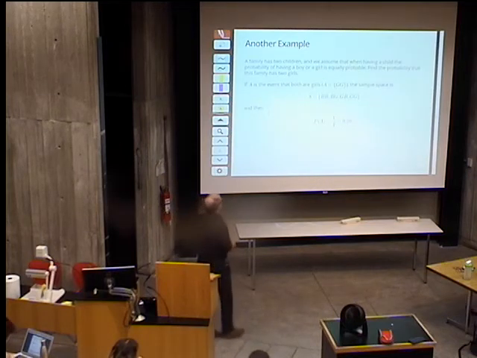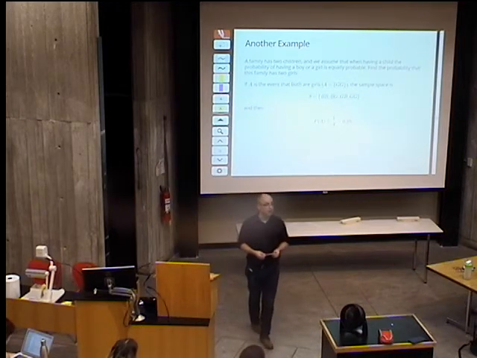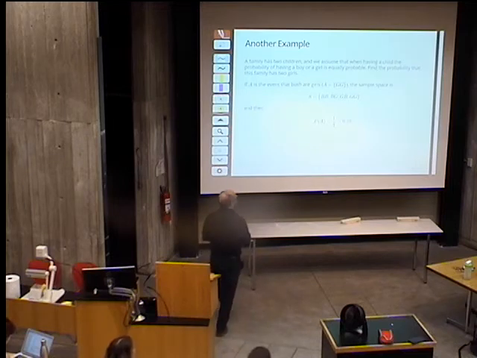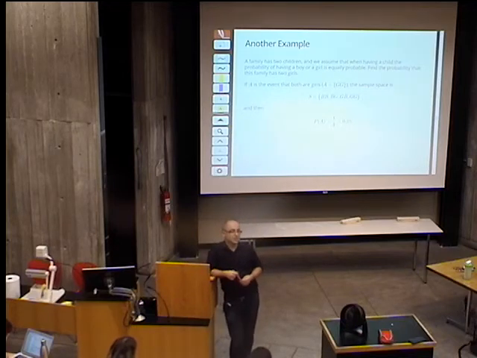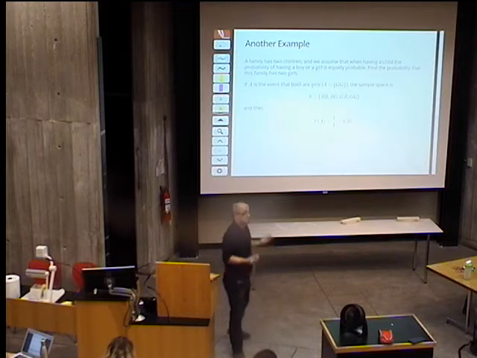Here's another example. Let's say a family has 2 children. We assume that when having a child, the probability of that family having a boy or a girl is exactly equally probable. 50-50 chance of boy and girl. So, test of your physiology. Is this true? What is the true ratio? Anybody know? Probability of having a boy is 51.7%. Because boys are stupid and get themselves killed. That's really what it is.